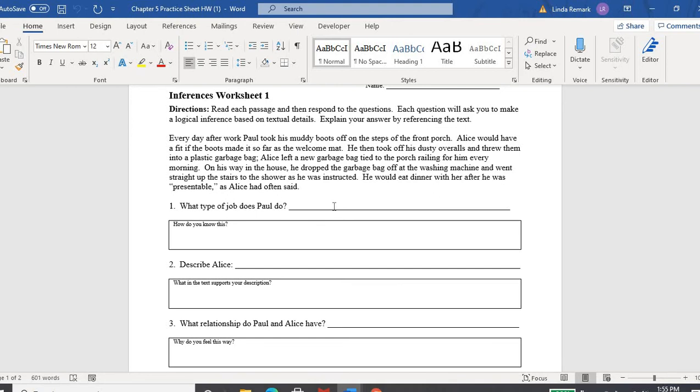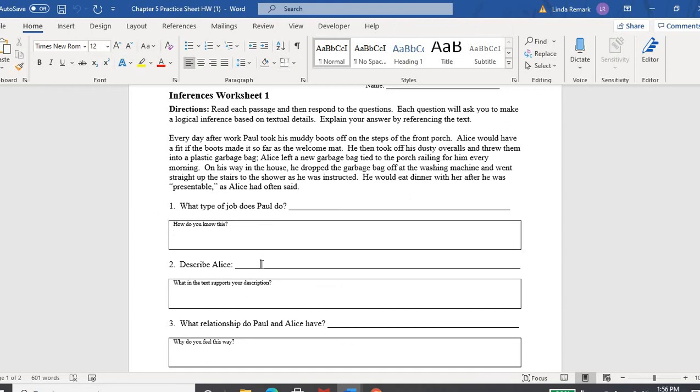In this, there's not one right answer for a lot of these, as long as you can support it. So what type of job does Paul do? You can probably guess that he is maybe in construction, something that's going to allow him to be getting dirty and dusty. You would put that unless you felt like it was something else, and you would tell me how you know this. If I were making the inference, I would say potentially construction work. I know this because he comes home dirty, dusty, and unpresentable.